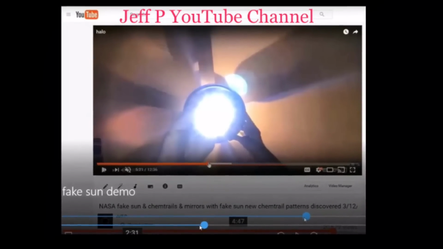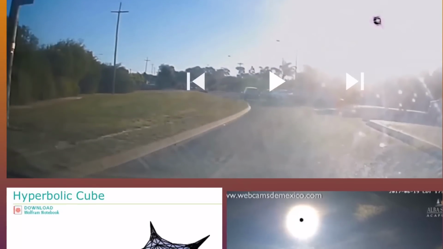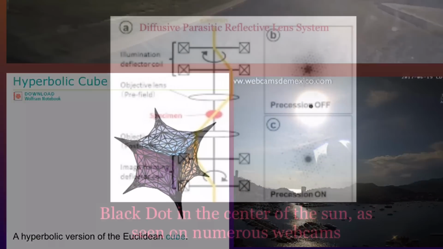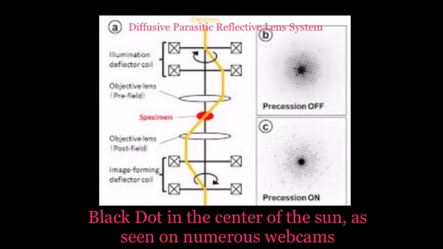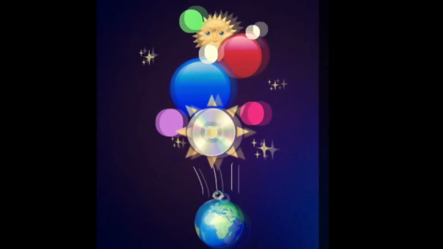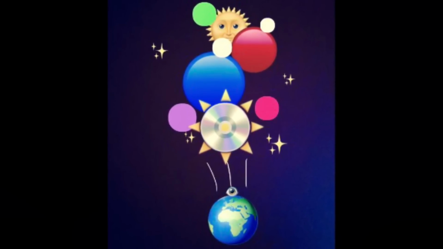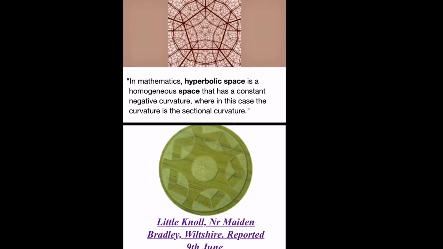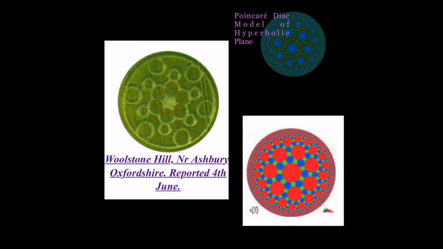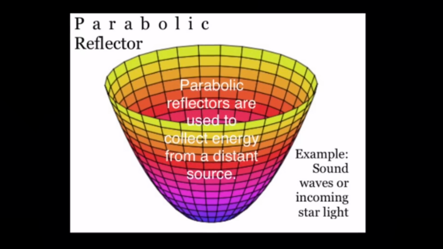Many of you may have seen Jeff P's video on the fake sun demo. If you haven't seen it, please watch it. This video will make so much more sense. But in theory, he is exactly correct. In theory, if you're looking from the perspective of Earth, and say that there was a device, a spectral device, placed between us and the sun, how would planets appear to us if they were coming behind the spectral device? Possibly by using hyperbolic planes and projections that would enhance the view that we would see and make it appear like a sphere.